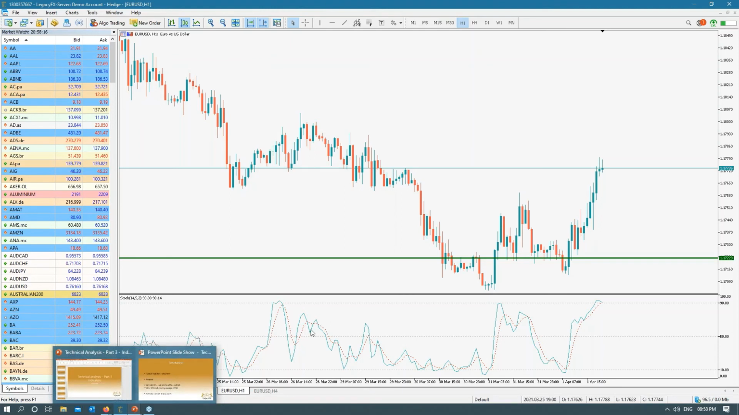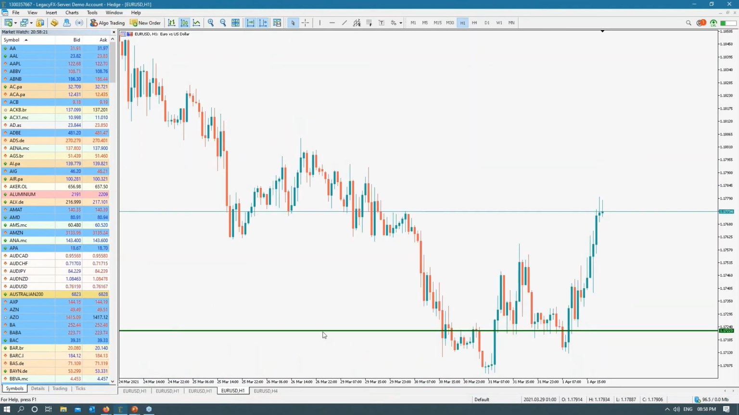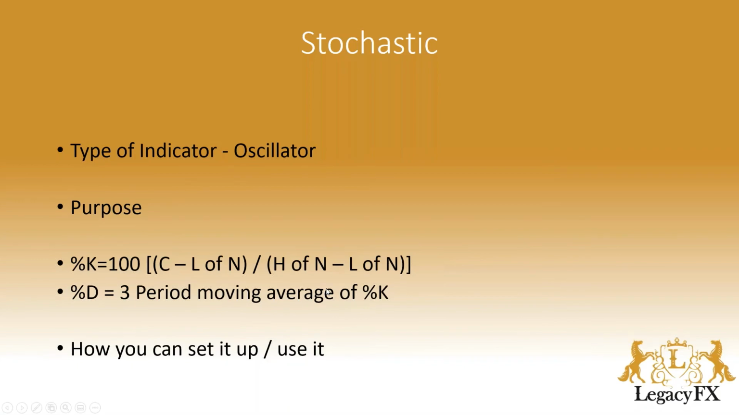So we're going to cover one more, and I'm just going to slap it in here. Hold your horses. Right, so stochastic is really simple. There's not much to tell. Overbought, oversold, momentum. When the solid line crosses the dotted line, you buy or sell, especially when they're both, right?